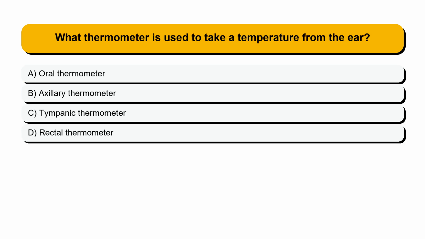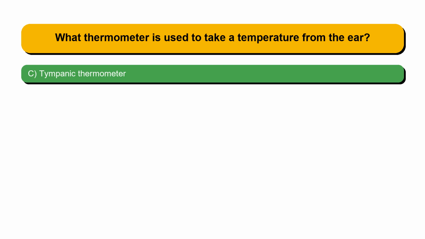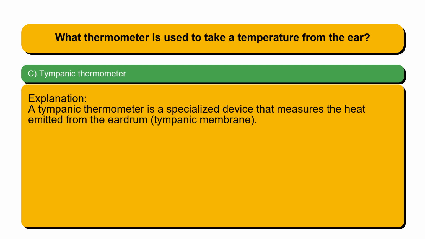Question 8. What thermometer is used to take a temperature from the ear? Option A, oral thermometer. Option B, axillary thermometer. Option C, tympanic thermometer. Option D, rectal thermometer. The correct answer is option C, tympanic thermometer. A tympanic thermometer is a specialized device that measures the heat emitted from the eardrum, the tympanic membrane.